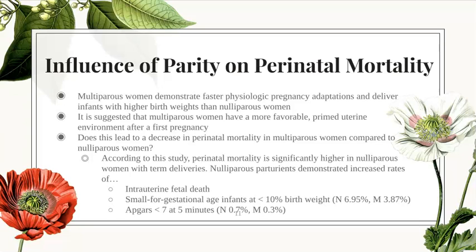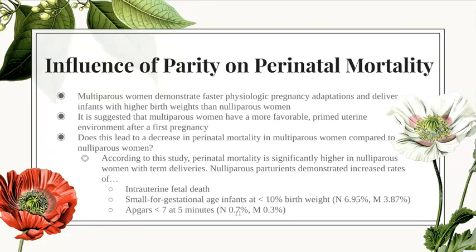So how does parity influence perinatal mortality? In general, multiparous women typically demonstrate faster physiologic pregnancy adaptations and deliver infants with higher birth weights compared to nulliparous women. It is suggested that multiparous women have a more favorable primed uterine environment after a first pregnancy. This study that I've listed here was conducted to determine if this leads to a decrease in perinatal mortality in multiparous women compared to nulliparous.